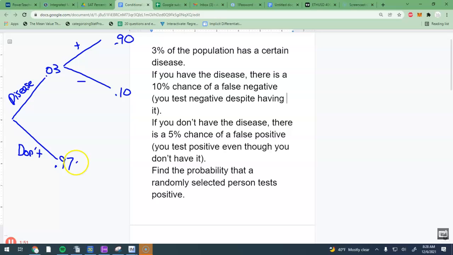So if I don't have the disease, again, I could test positive or I could test negative. If I don't have the disease, there's a 5% chance of a false positive. So your false positive is right here. You do not have the disease, but you test as though you do. So the test is wrong. You guys good? Okay. And what percent chance is it that the test is correct? 95, right? 0.95.